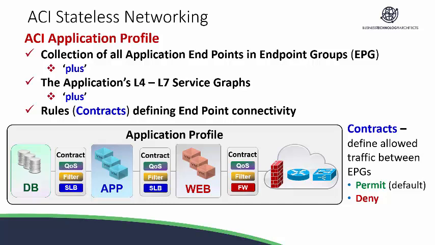Contracts allow us to allow traffic between EPGs. Permit is always going to be the default. So when you apply a contract, you are permitting that specific traffic to flow between these endpoint groups. Now, when you actually put in a deny, that means you're in essence setting up a blacklist model, and that would be called a taboo contract.